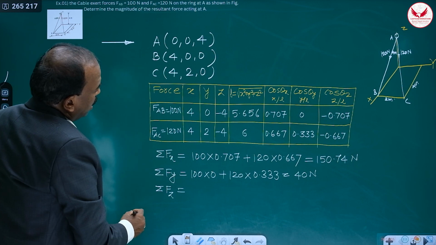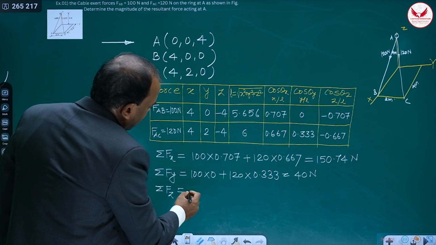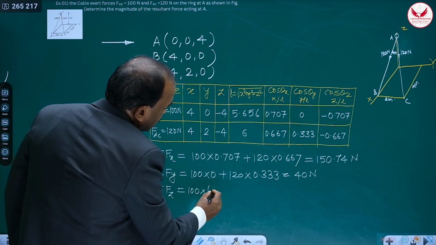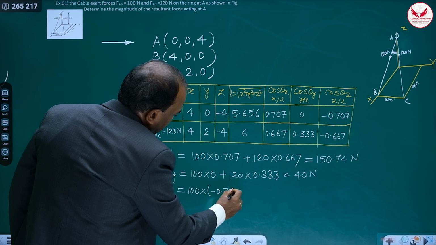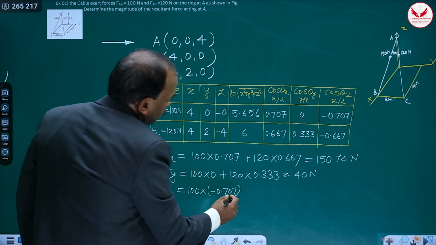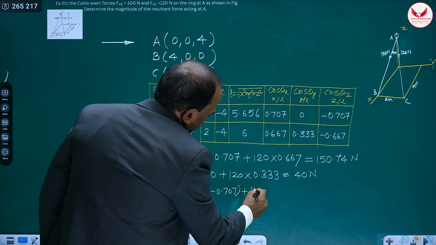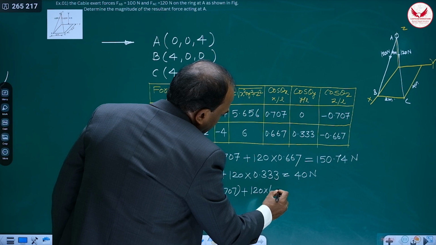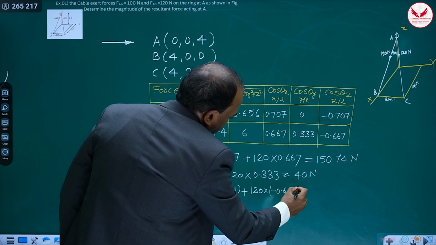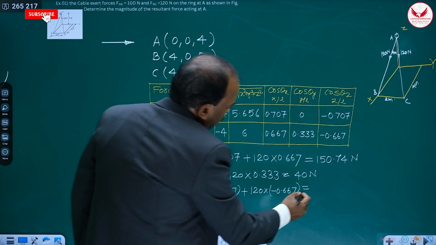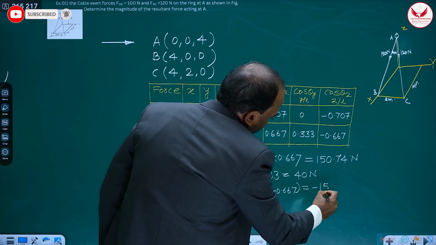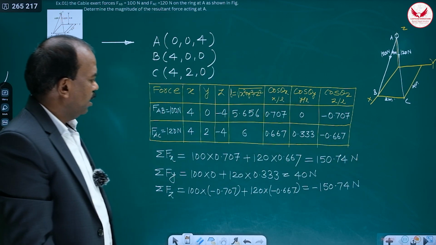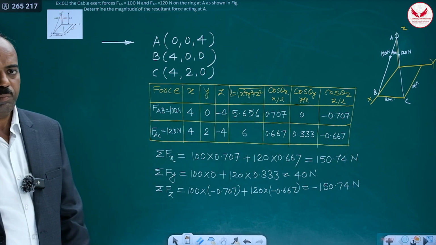Summation Fz is equal to 100 into that minus value. 100 into minus 0.707 plus 120 into minus 0.667, and this value will be what? Minus 150.74 Newton. So these are the summation Fx, summation Fy, summation Fz values.